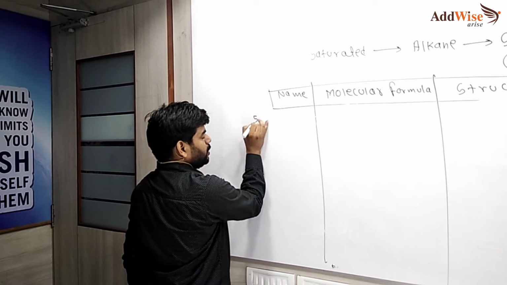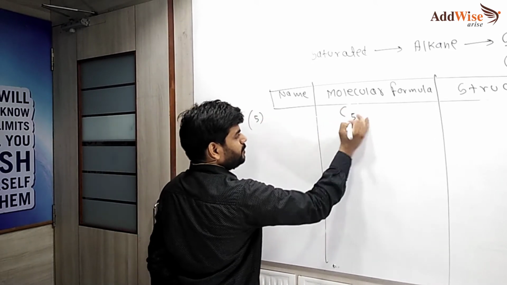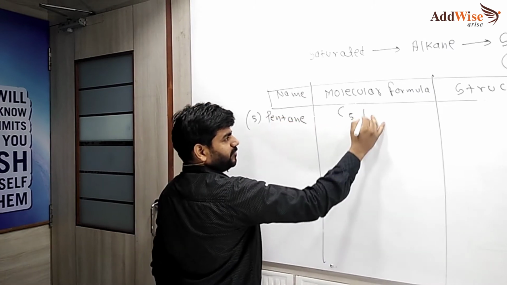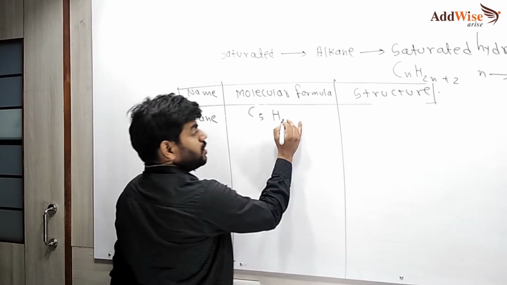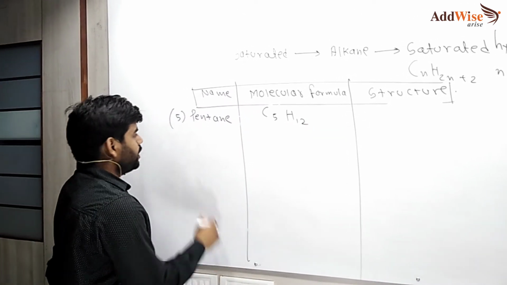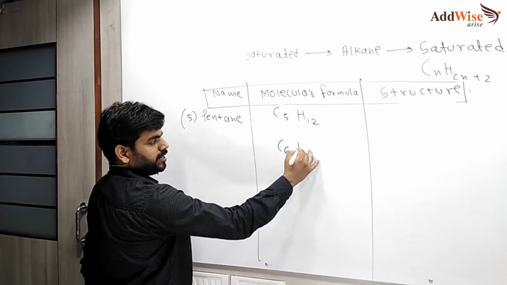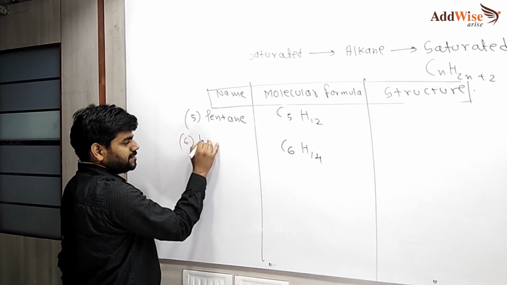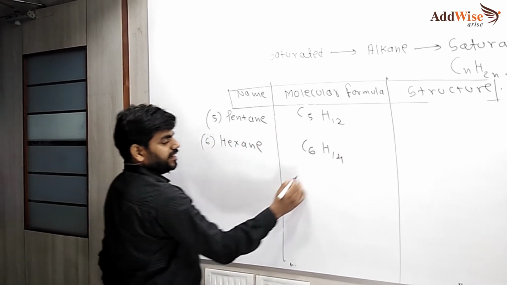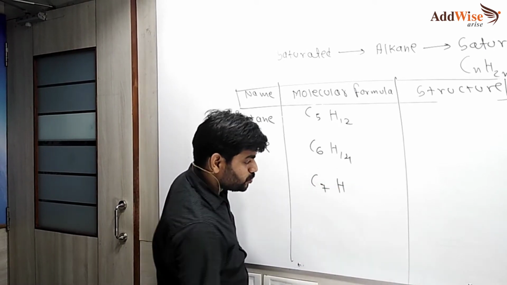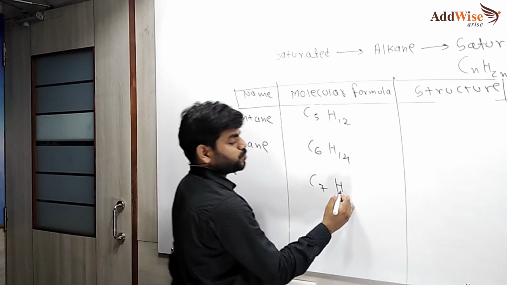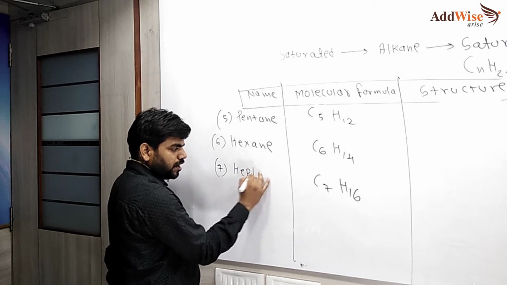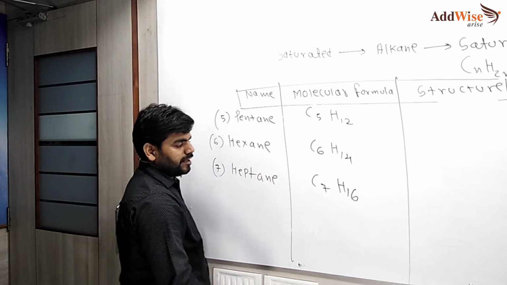Now I'm taking the 5th member of the homologous series, 5 carbon. That 5 carbon is represented as pentane, C5H12. If there are 6 carbon, then how many hydrogen can I put? H14. So 6 carbon is represented by hex. So it is hexane. And if there are 7 carbon, then how many hydrogen should be there? There will be 16. 7 carbon is represented by hept. Suffix same, ane, heptane.